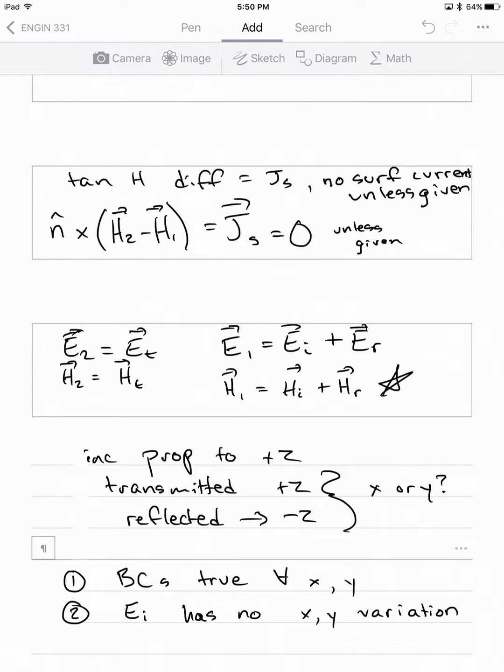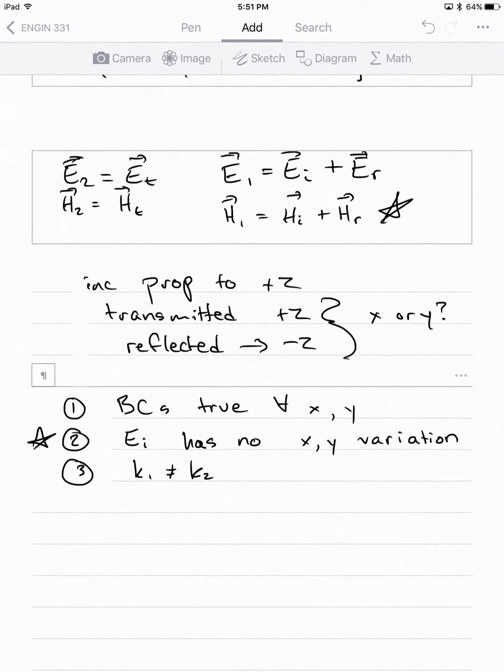So it's actually not going to be possible for us to make a solution where E sub r and E sub t vary with x and y, but E sub i doesn't. And third, what makes it even harder is k1 does not equal k2, so the two propagation constants in the two media are not equal. But really the key things are number 1 and number 2: the boundary conditions are true everywhere. The incident field has no x and y variation, so the boundary conditions are true everywhere in x and y, and they're true in the z equals 0 plane.